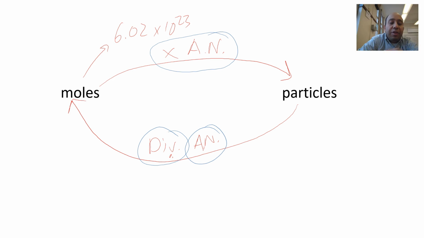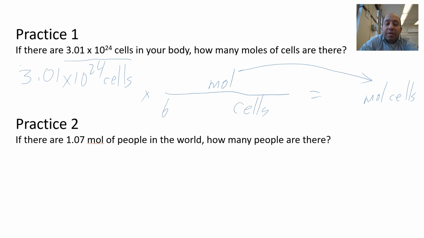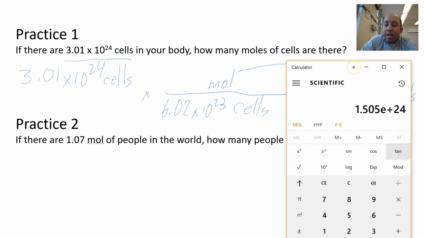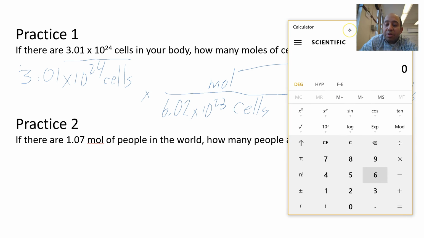Now, again, if you look back at the thing that, if you want to memorize it, if you're going from particles to moles, you divide by Avogadro's number. So you put that on the bottom. And you realize you have to divide 3.01 times 10 to the 24th by 6.02 times 10 to the 23rd. So let's take out our calculator again and clear it. So we do 3.01 times 10 to the 24th divided by 6.02 times 10 to the 23rd. And you get the answer 5.